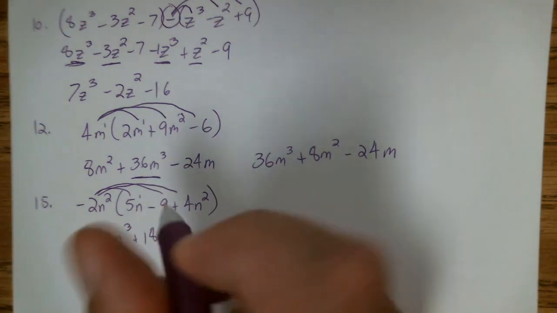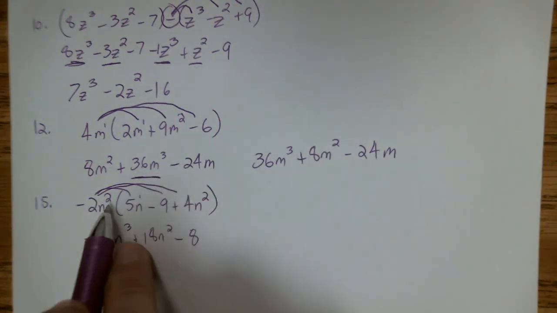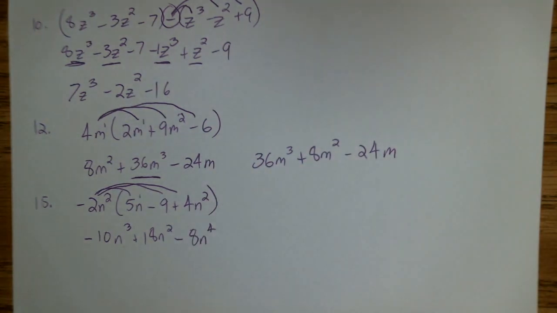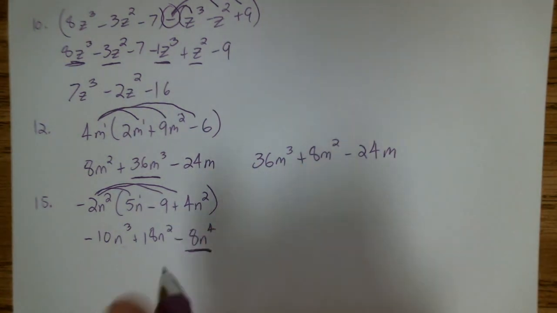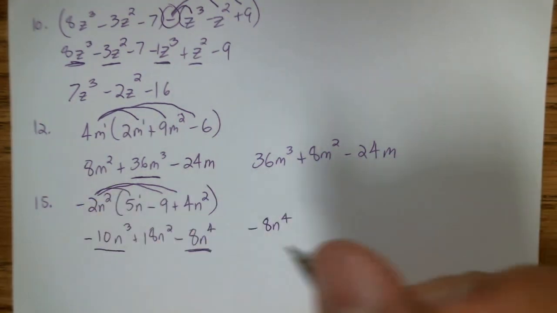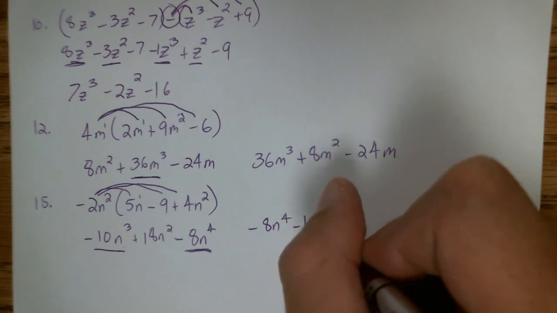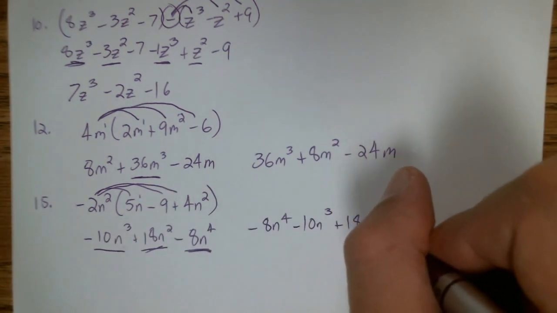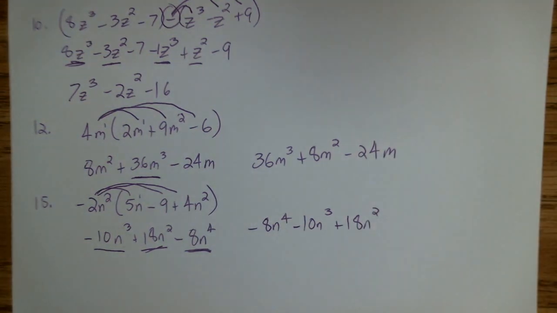Negative times a positive is negative. 2 times 4 is 8. N squared times n squared, you add those exponents, that's an n to the 4th. So 8n to the 4th. Now, standard form, the 4th comes first. Then the next highest exponent is the n cubed, so I'll write that term next. And then the last one, the n squared, comes last, 18n squared. And now I'm in standard form.